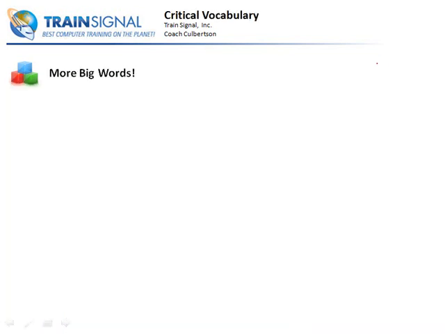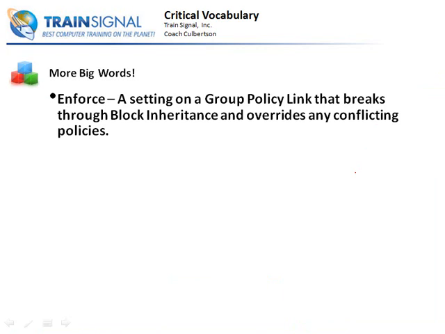Now we learned a lot of really interesting stuff in this particular video. We got some new big words here that we need to remember. Enforce. Remember that enforcing is a setting on a group policy link. Remember that link is its own separate Active Directory object, and it breaks through blocking inheritance. But it also overrides any conflicting policies, okay? So if you enforce a policy, if there's any conflicting policies, conflicting settings, enforced policies always win.